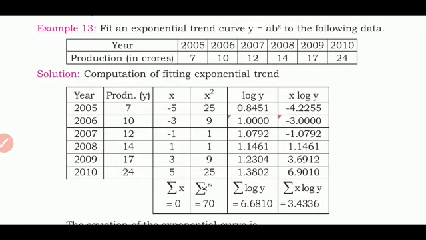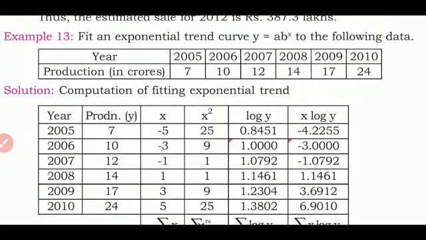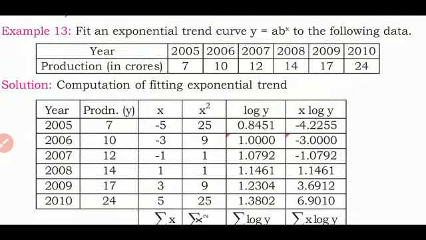Okay. What is it? Fit an exponential trend curve y is equal to a into b to the power of x to the following data. Year is given, production is given. Year is 2005, 2006, 2007, 2008, 2009 and 2010. Production values are, the first one is 7, then 10, 12, 14, 17 and 24.